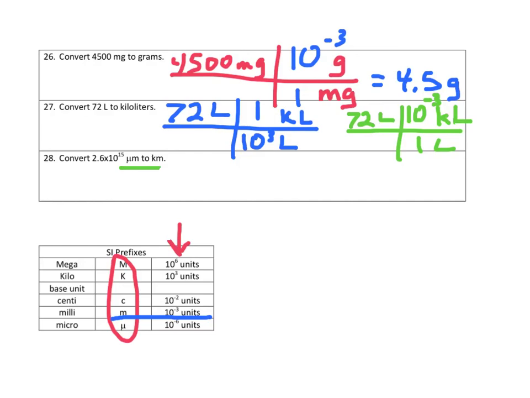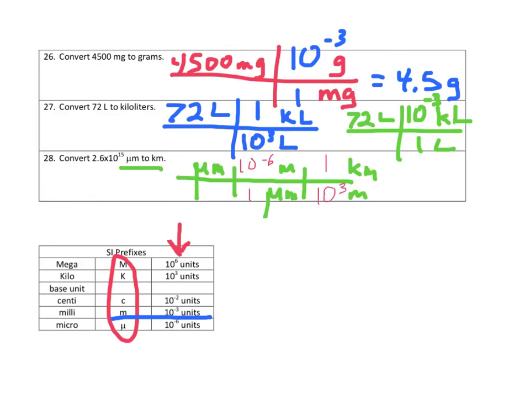On number 28, going from micrometer to kilometer involves an extra step because you have to go through the basic unit to get there. So you start with the given micrometer. You'll convert from micrometer to meter, and then finally meter to kilometer. When you fill in the conversion factors, be mindful to use appropriate values. 1 micrometer has a value of 10 to the negative 6 meters. Just like 1 kilometer has a value of 10 to the positive 3 meters.